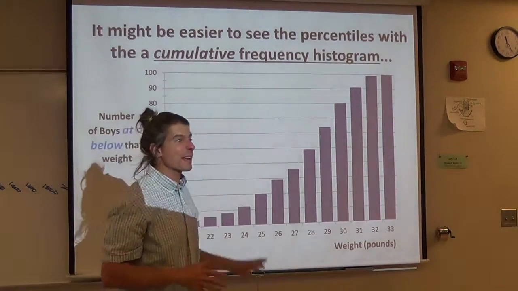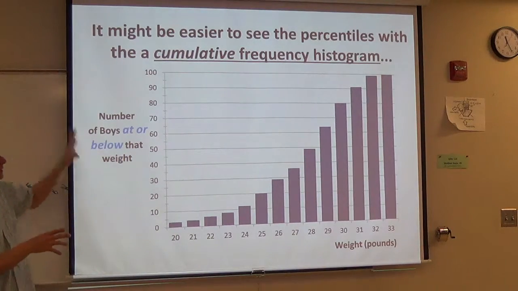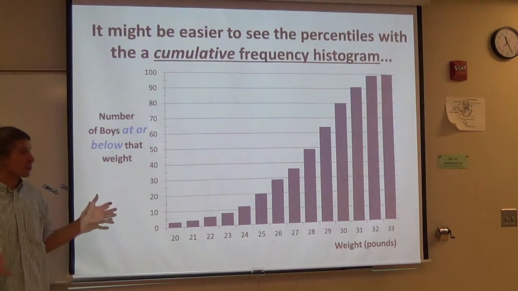It's the exact same data, but it's written in a cumulative fashion. This is one of those graphs I hid from you guys on the first day because it made more sense to talk about it now. This is called a cumulative frequency histogram versus just a frequency histogram.